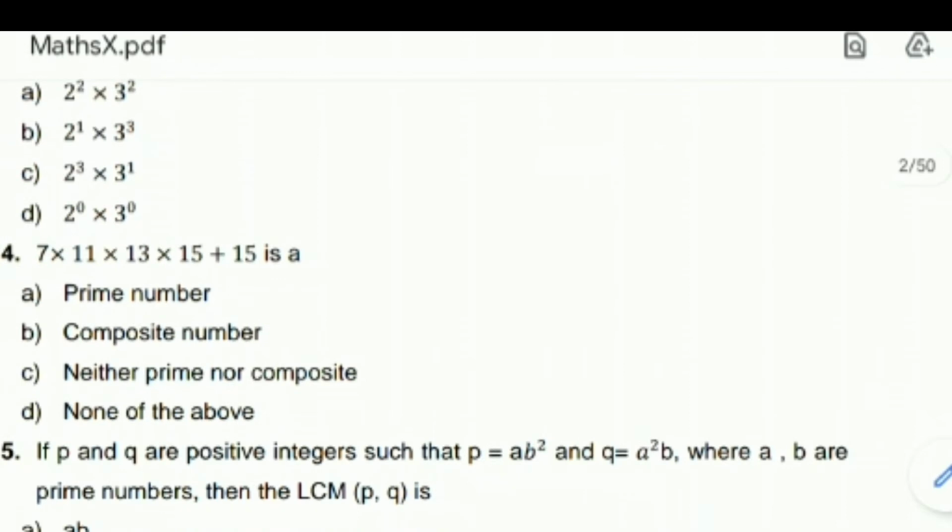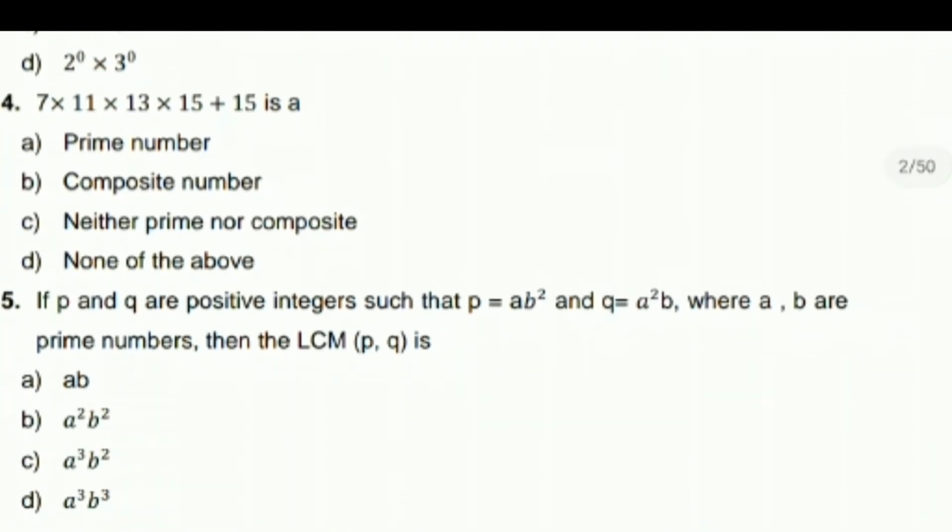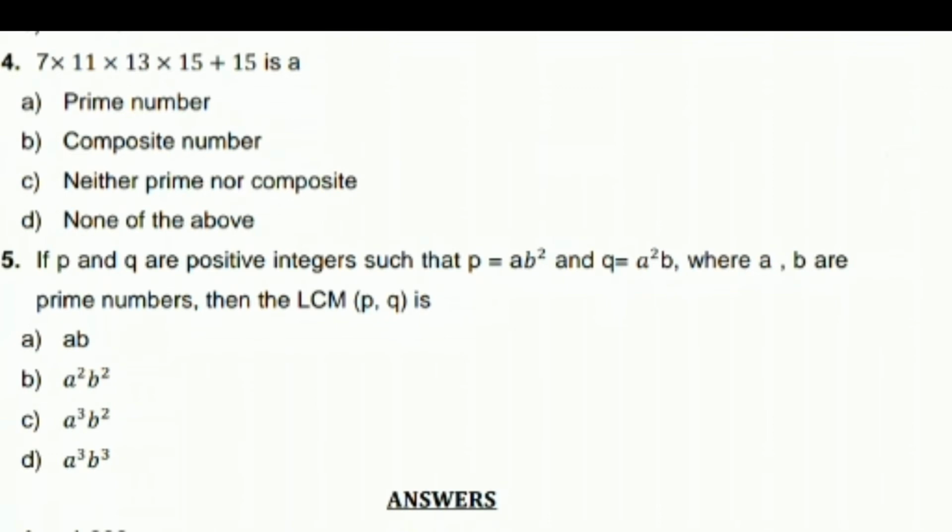So answer is B. Now fifth one: if P and Q are positive integers such that P is equal to AB square and Q is equal to A square B, where A, B are prime numbers, then the LCM of P, Q is. So now for LCM, what you need to do is, you have to take all the prime factors with their highest power. This is how you get the LCM in any case. So let's see over here, whatever distinct prime factors we have, A and B, and the highest power of B is 2, and the highest power of A is 2, so its LCM will be A square B square. Okay.